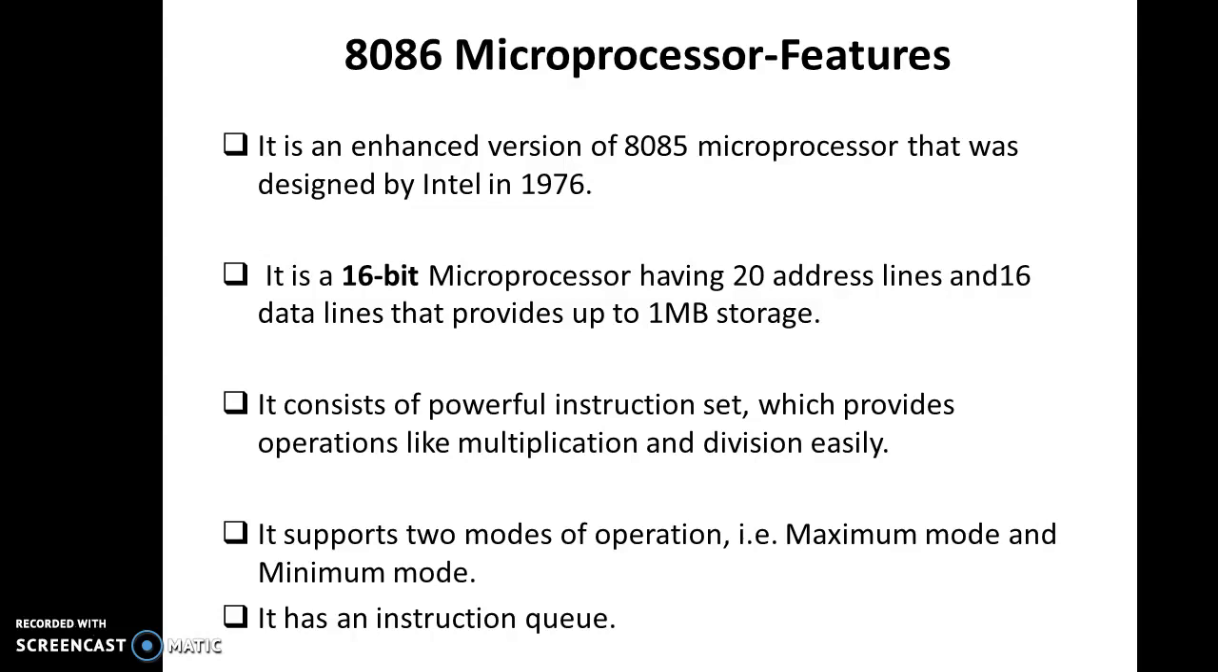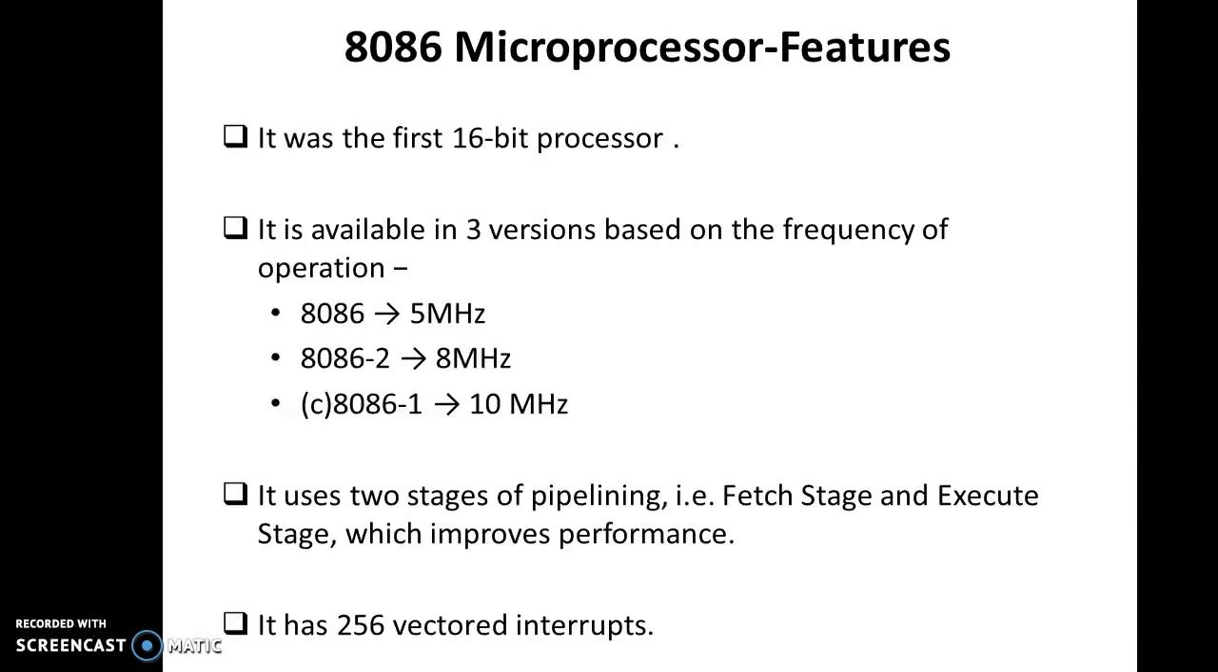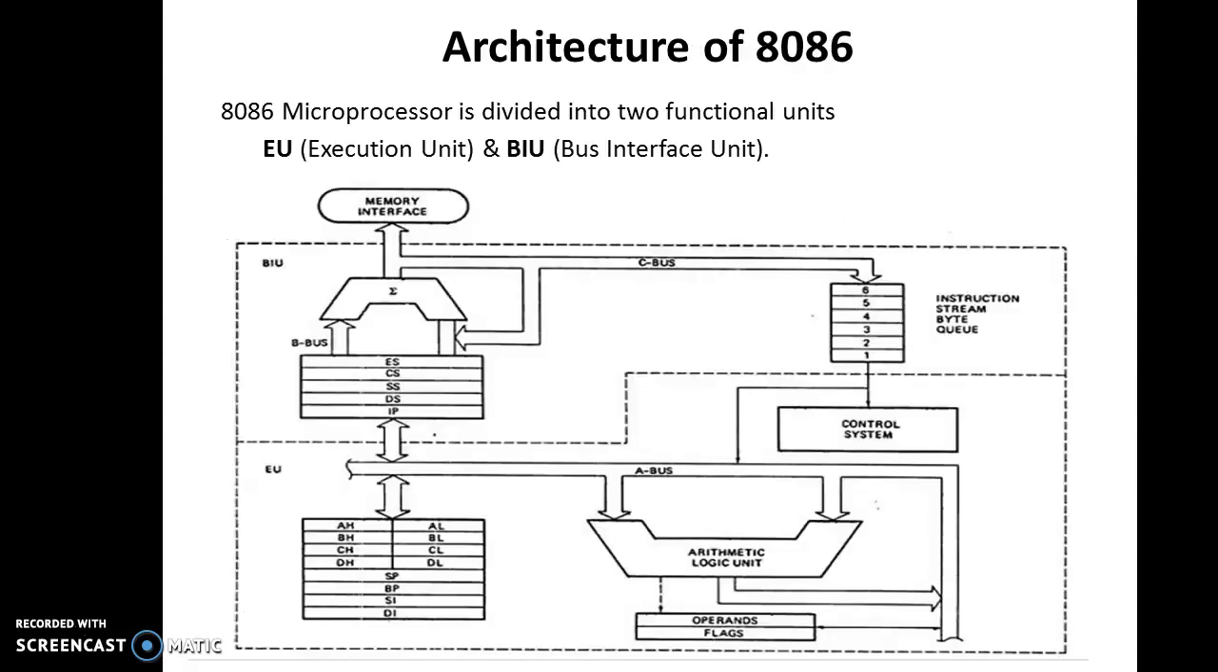It has an instruction queue. It was the first 16-bit processor. It is available in 3 versions on the frequency of operation, that is 5 MHz, 8 MHz and 10 MHz. It uses 2 stages of pipelining, that is fetch stage and execute stage, which increase the speed of operation and improves the performance. It has 256 vectored interrupts.